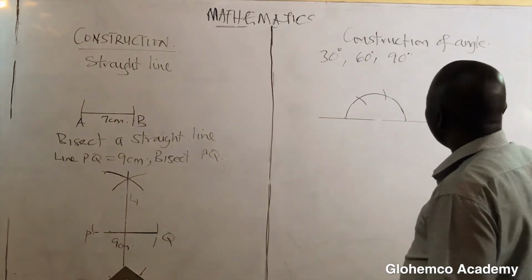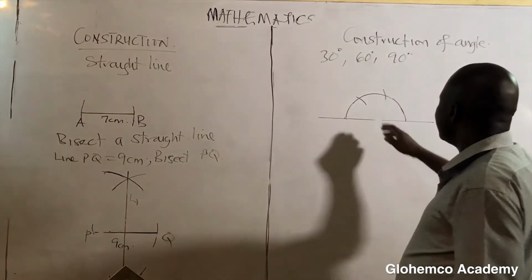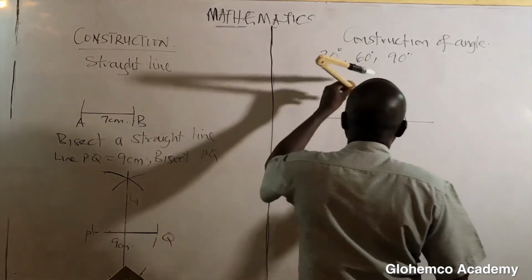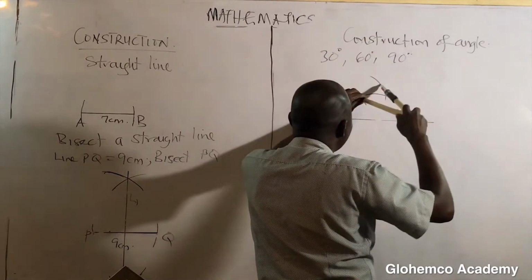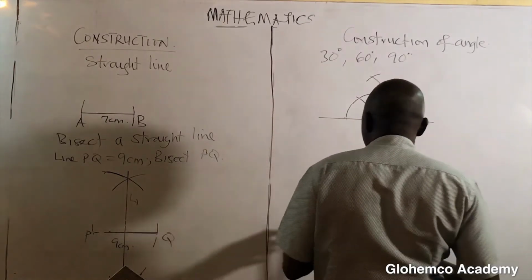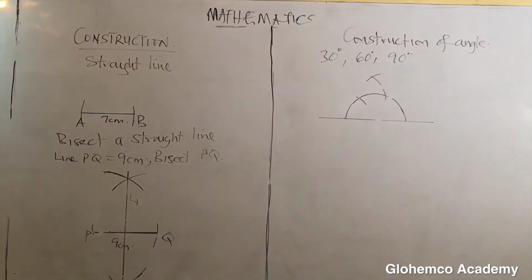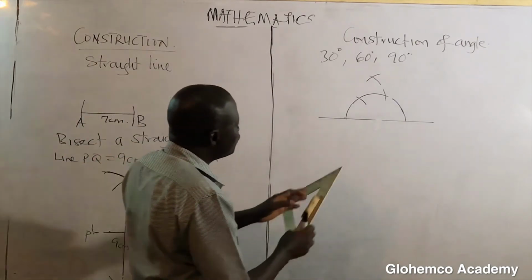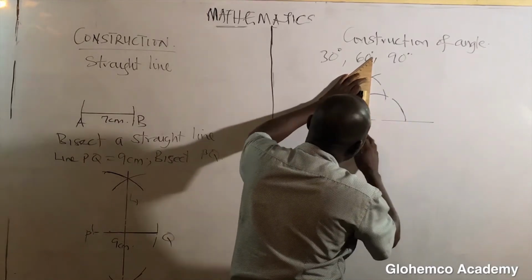Apart from that, what we want to do now is construct angle 90 degree. Since we have divided this one into 3 parts, we will now come to one end of this arc, and by the time we get to this end, we mark an arc. You come to this other end, you mark another arc. By the time we mark the two, they will meet at a particular point. Where they meet, we will take our ruler and draw a straight line like this.